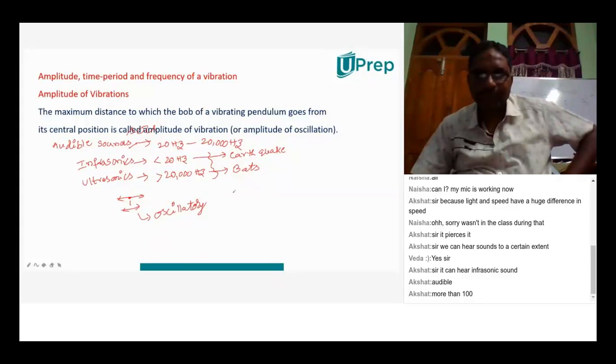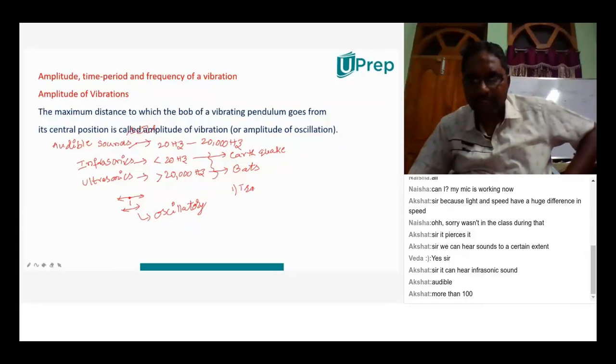Tell me the types of motion. Sir, four types: rectilinear, circulatory, oscillatory. Let me say, actually three types only will be there. The first type of motion is called translatory motion, the second type is called rotatory motion, and the third type is called oscillatory or vibratory motion. So three types of motion will be there.